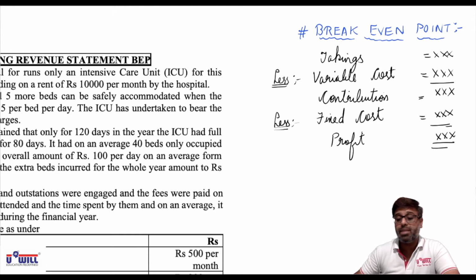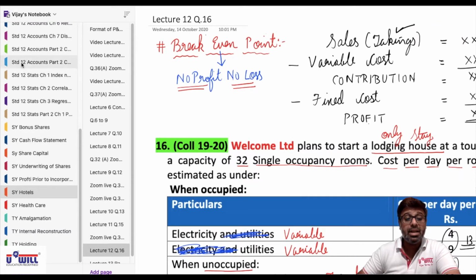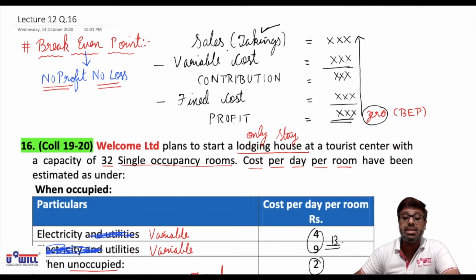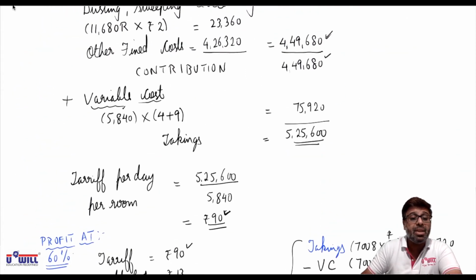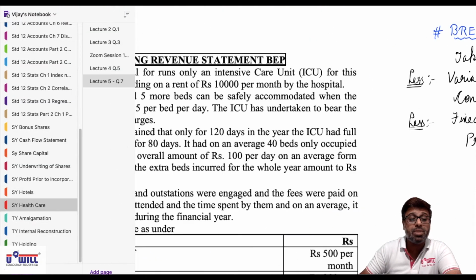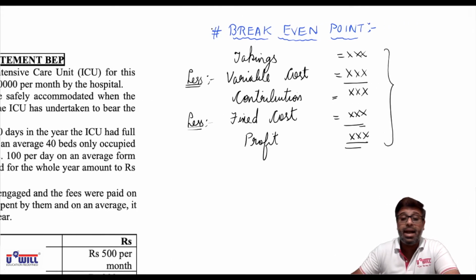Now this statement we did, as far as I remember, in hotels also. In lecture 12, we did this statement: sales minus variable cost, contribution minus fixed cost, profit. I told you break-even point means no profit, no loss, so profit is zero over here. We had done one question based on break-even, and similar concept has now come in hospitals also. So this statement we make to find the break-even point.